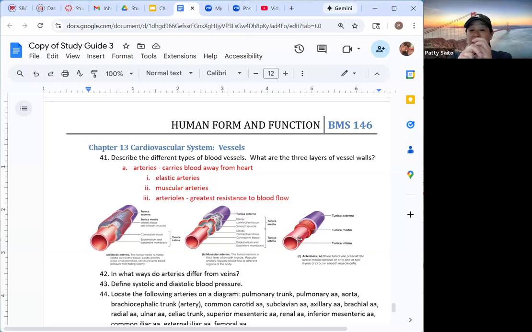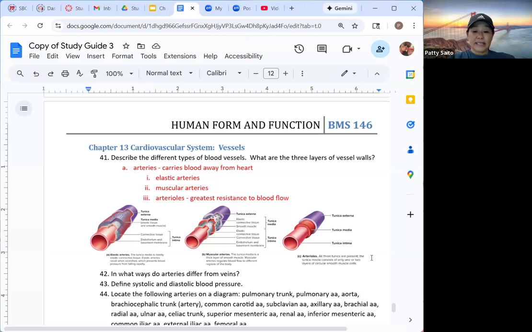So when we constrict it, the blood pressure in the vessels gets higher. And when we relax it and allow that vessel to dilate, we can decrease blood pressure in it. So we can control blood pressure a little bit through the smooth muscle in the arterioles. I did say here, greatest resistance to blood flow. So by regulating that tunica media, which is the muscular layer, we can create a lot of resistance. As it's constricting, it creates resistance.